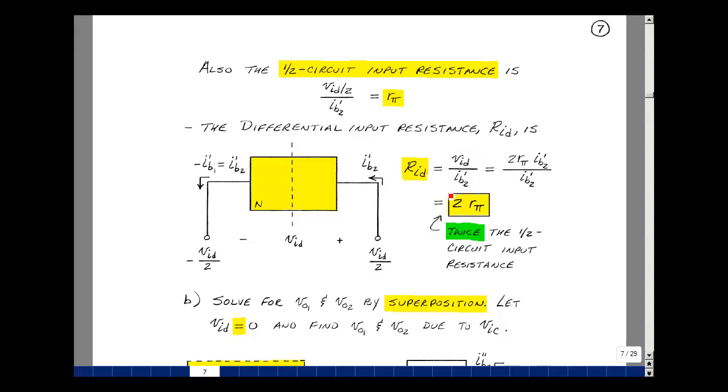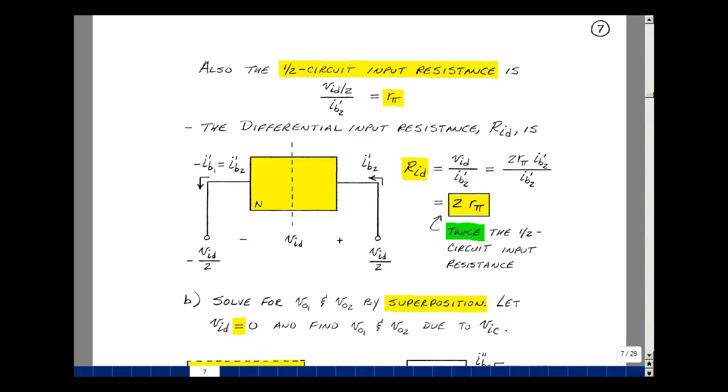So I can solve for this expression by finding VID. From over here, it's going to be equal to R pi times IB2 prime times 2, and then divided by I sub B2 prime. Those two cancel, and I get twice R pi. If I find the input resistance of the half circuit, the full circuit is twice the value. And we kind of did this symbolically here, and this is going to be true for any differential amplifier.